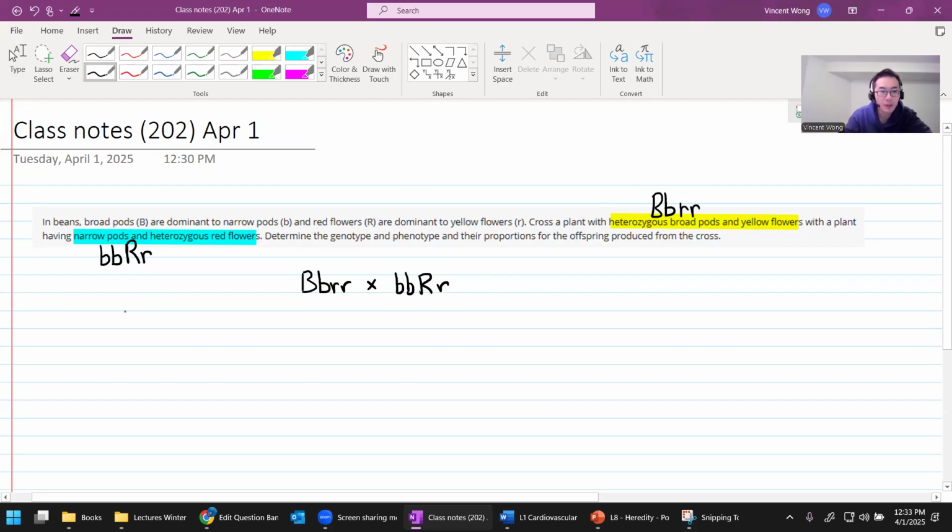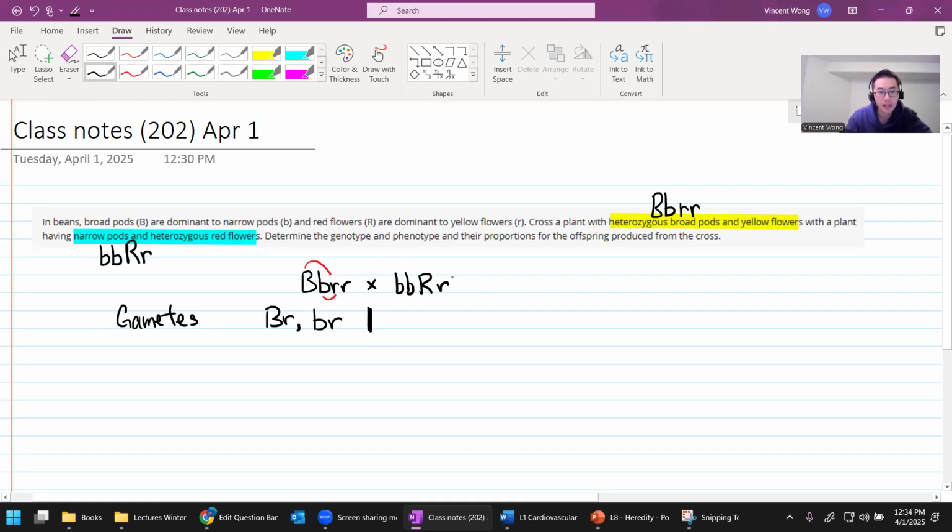And the next thing you have to do is to write out the gametes. For the first plant here, there are two possible gametes: big B, small r, and then the other one is also big B, small r, so you don't have to write it. We only have to write it once, big B, small r. And the other one is small b, small r, twice. And like I said, we only need to write it once. We do not need to repeat it.